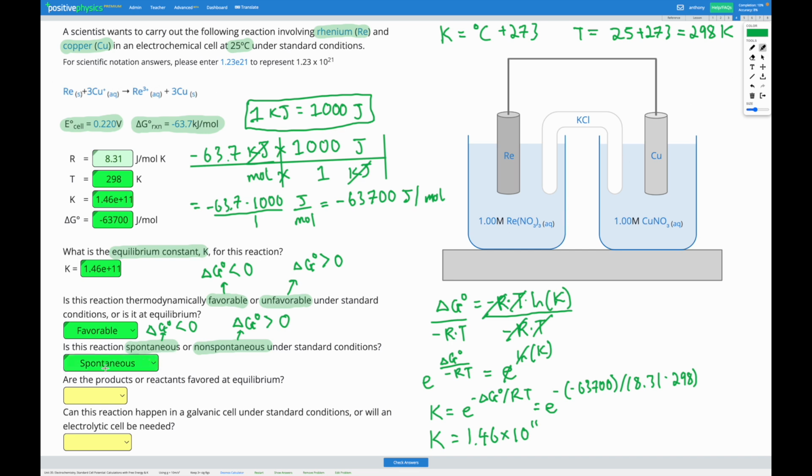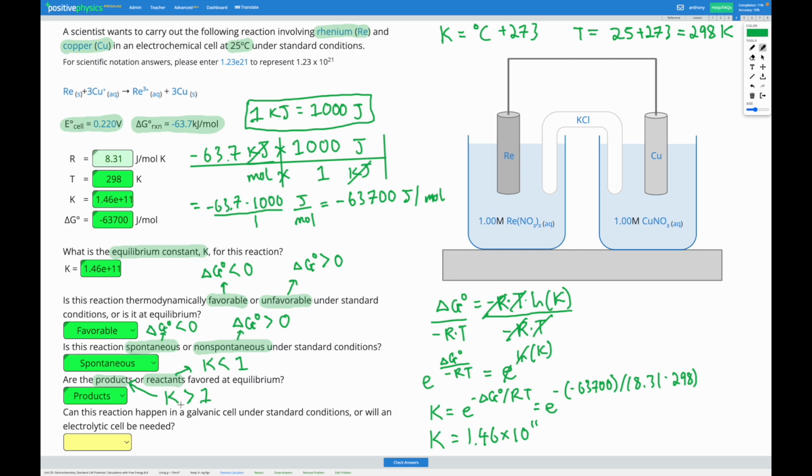Next, we're asked, will our products or reactants be favored at equilibrium? If our reactants are favored, that means that K is less than 1. If our products are favored, that means that K is greater than 1. In this question, K is times 10 to the power of positive 11. It's a really big number. It's much larger than 1. So in this question, our products are favored at equilibrium.